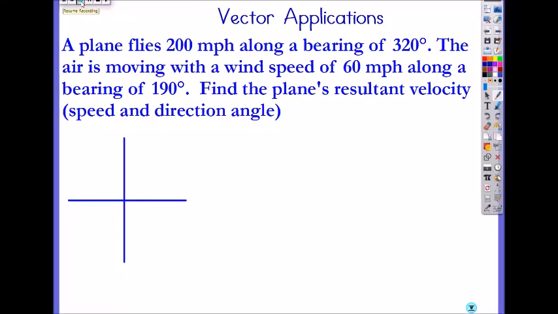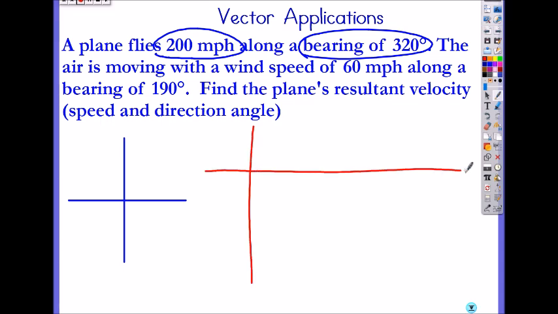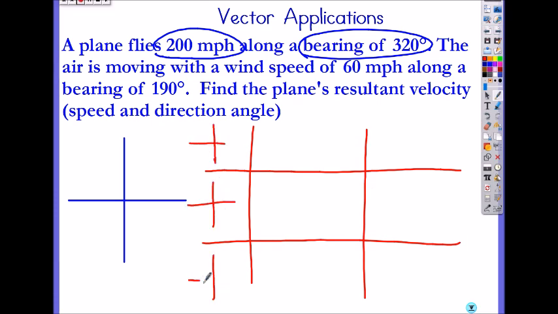Here is the vector application problem with two vectors. The first vector is an airplane flying 200 miles per hour along a bearing of 320. I'm going to go ahead and draw a table for each vector and add it for the resultant vector. Okay? So my first vector has a bearing of 320.